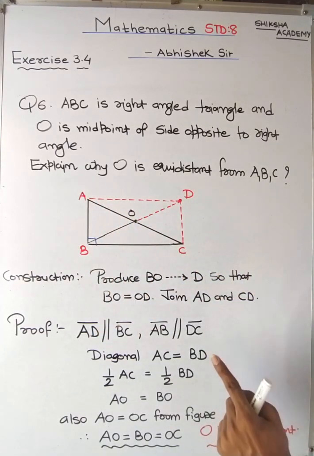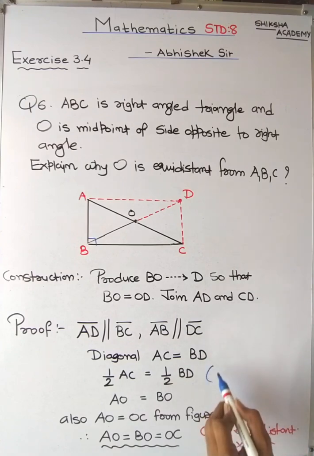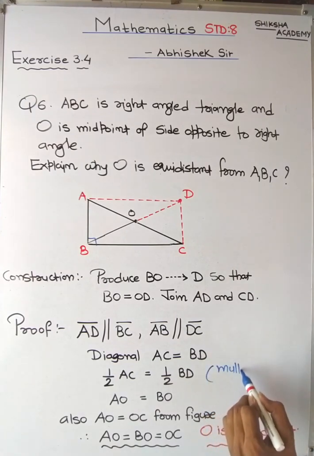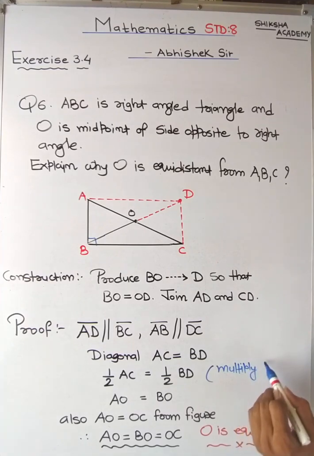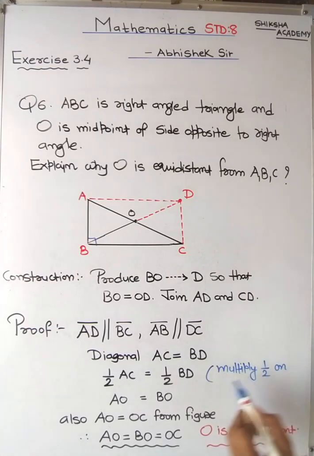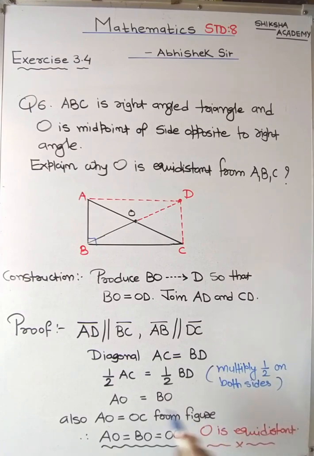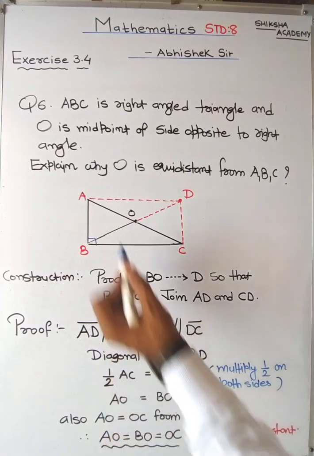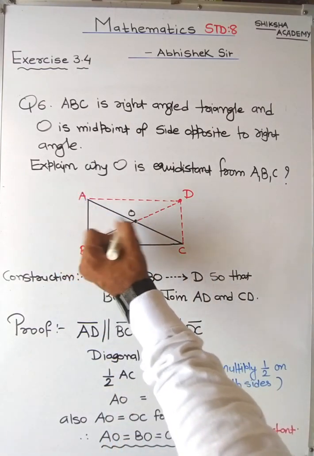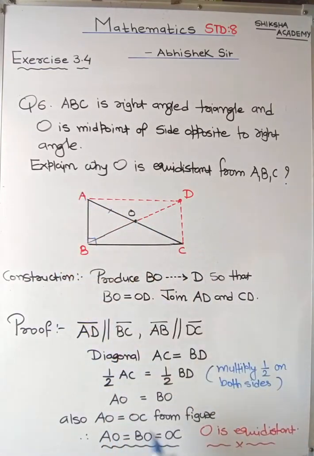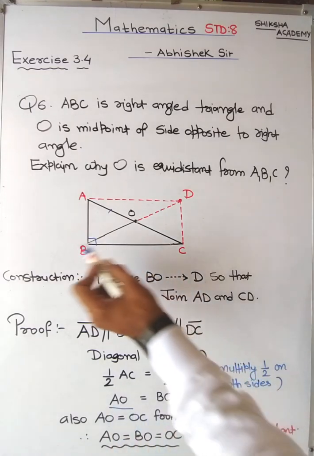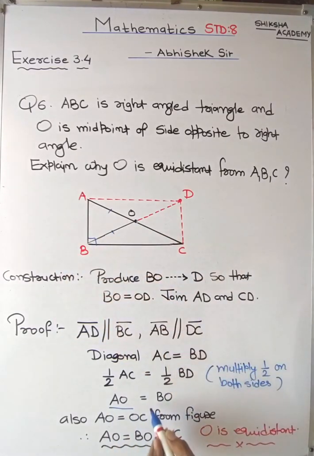Now if we multiply half, if we multiply 1 by 2 on both sides, what we will get? We will get half AC equals half BD. Now what is half of AC? Half of AC is AO. This is half. So I have written AO. And what is half of BD? It is BO. So I have written BO.